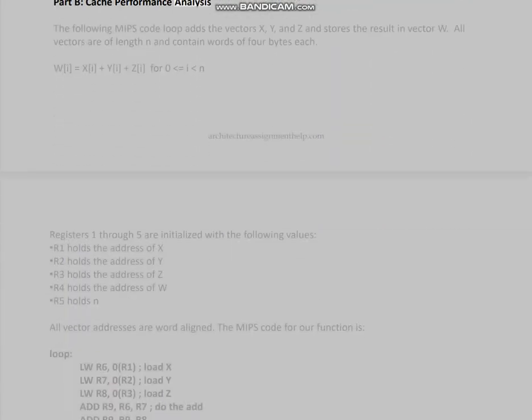Part B. Cache Performance Analysis. The following MIPS code loop adds the vectors x, y, and z and stores the result in vector w. All vectors are of length n and contain words of 4 bytes each. w[i] equals x[i] plus y[i] plus z[i] for 0 less than or equal to i less than n.